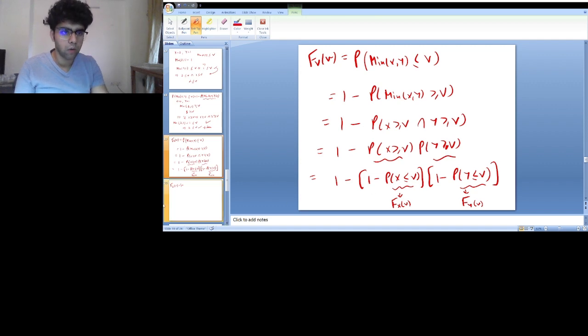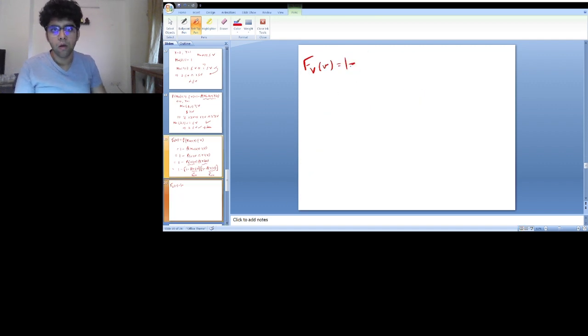So ultimately what this will become is 1 minus the initial one minus 1 minus Fx(v) and 1 minus Fy(v), right? Let me just use my eraser. So this gives me 1 minus (1 minus Fx(v))(1 minus Fy(v)).